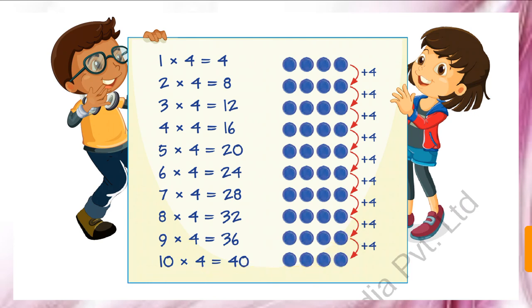Let's do it again. 1 four is 4. 2 fours are 8. 3 fours are 12. 4 fours are 16. 5 fours are 20. 6 fours are 24. 7 fours are 28. 8 fours are 32. 9 fours are 36. And 10 fours are 40.